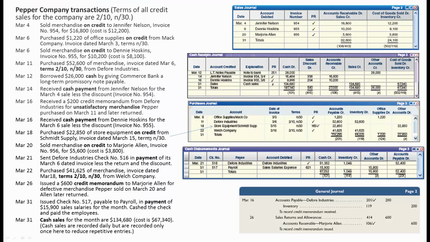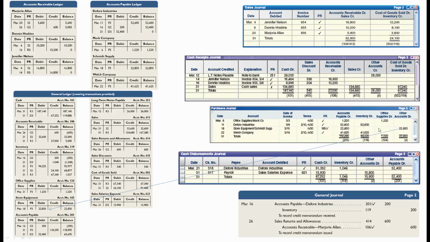Next, we're going to purchase some store equipment on credit from Schmidt Supplies. So we're going to use the account here to put a memorandum that we're purchasing store equipment. Our vendor is Schmidt Supplies, where we're going to record the accounts payable that we have since it was done on credit, but it's also in other accounts, and since it's in other accounts, we're going to update the subsidiary ledger for Schmidt, but we're also going to update the general ledger for this purchase of store equipment since it's out of the ordinary.